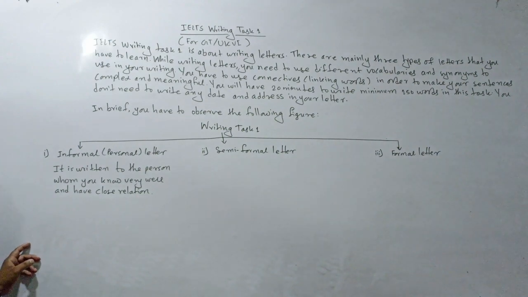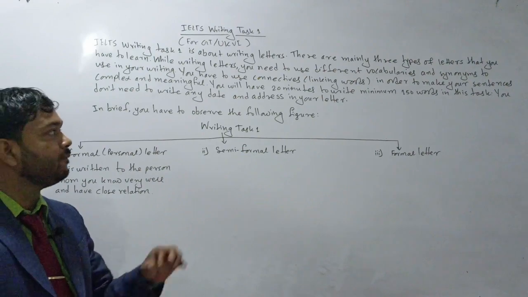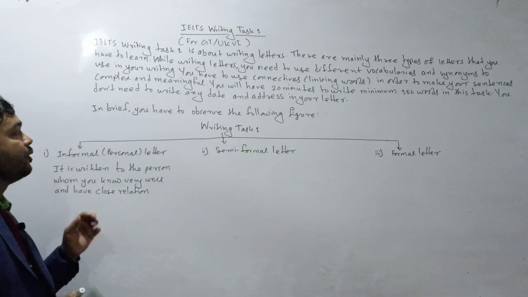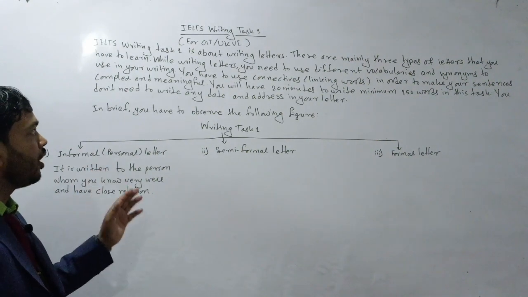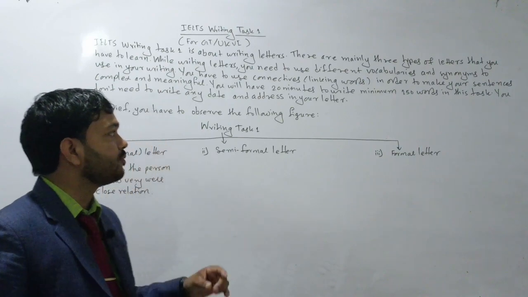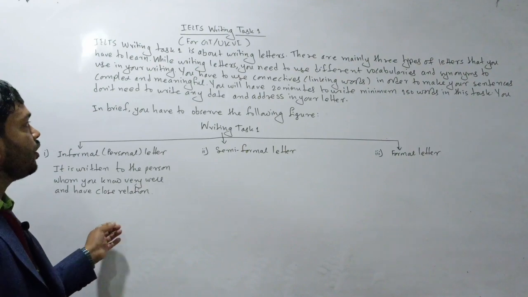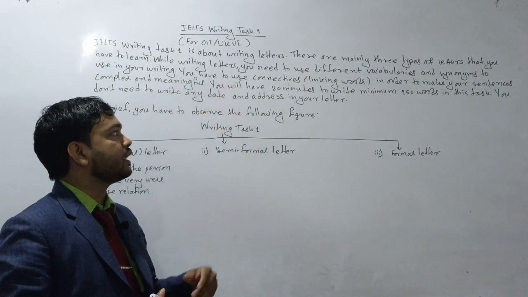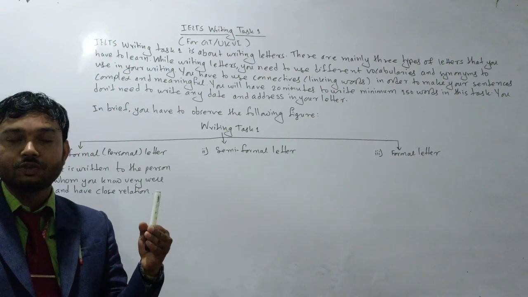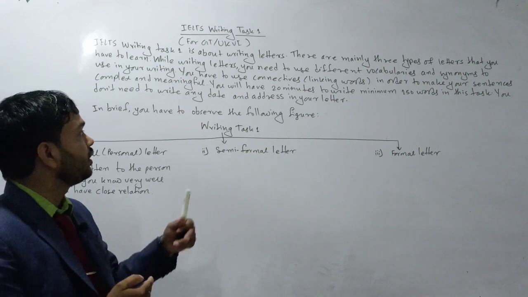IELTS Writing Task 1 is about writing letters. There are mainly three types of letters that you will have to learn. While writing Task 1 letters, you need to use different vocabulary and synonyms to make your answer complex. You also have to use connectives. Connective means a linking word. You have to join two sentences into one to make it meaningful and complex.